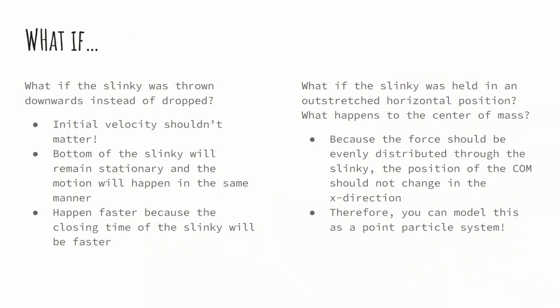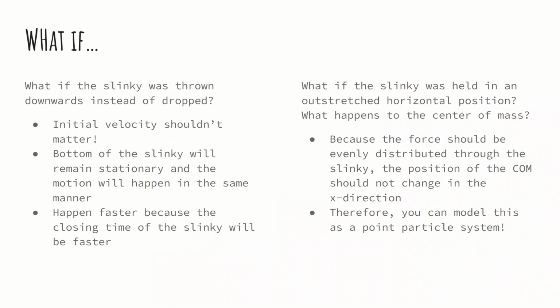On to some conclusion questions. So what if the slinky was thrown downwards instead of dropped? The initial velocity shouldn't actually matter for this situation. While the whole process would happen in a faster interval, the bottom of the slinky should still remain stationary and the motion should be modeled in the same way. This relates to the concept of terminal velocity being the same even with an initial thrown velocity.